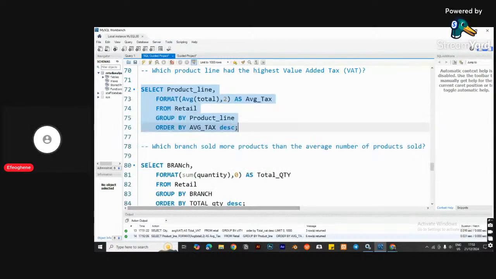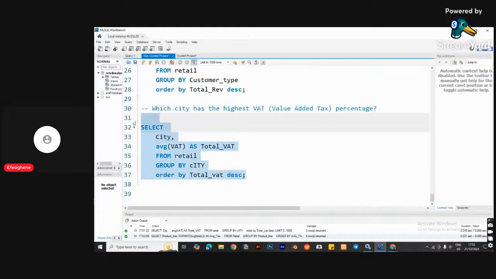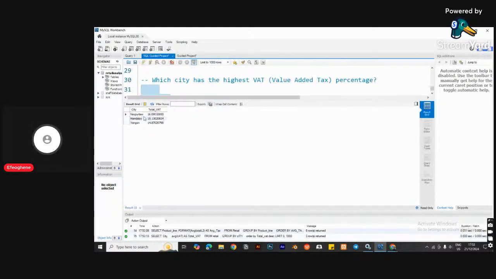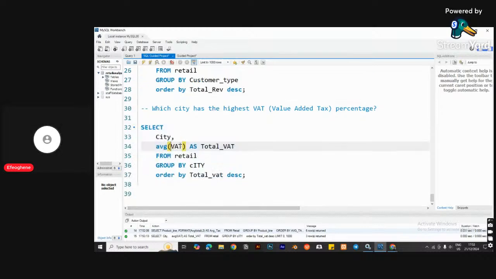Let me run this again. If you look at the three cities, they are closely related. So it tells you that for a particular period of time, this is what is expected. So that's what the average is doing here for the average value added tax.